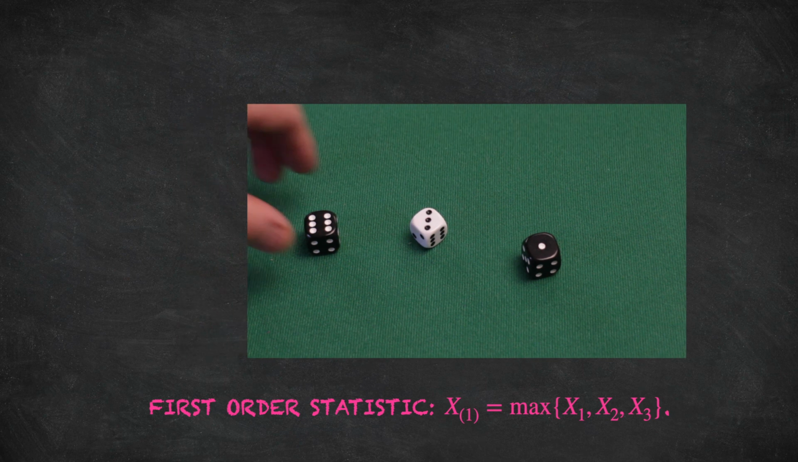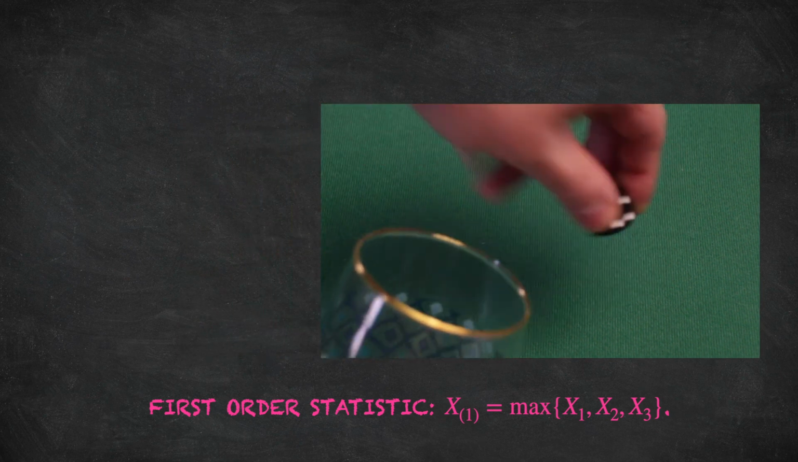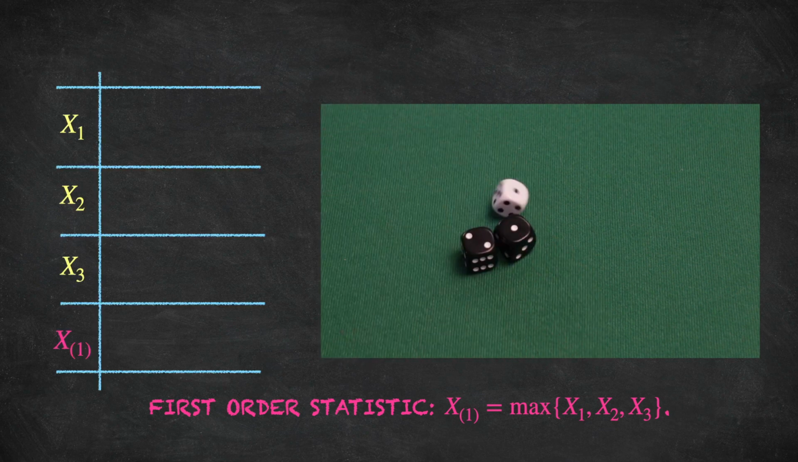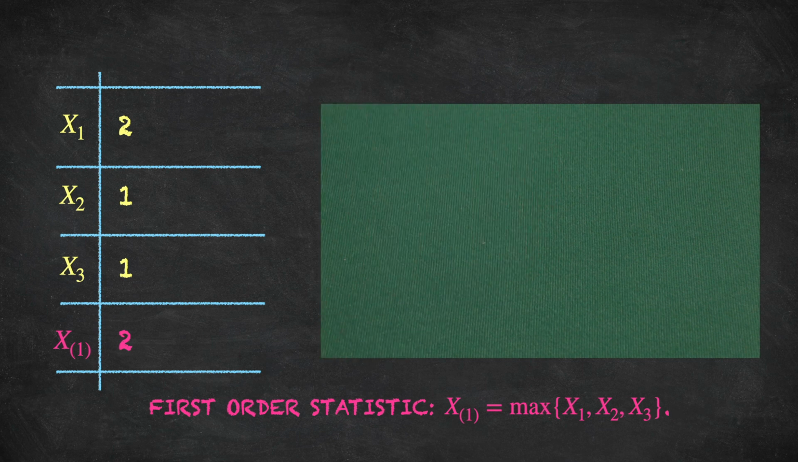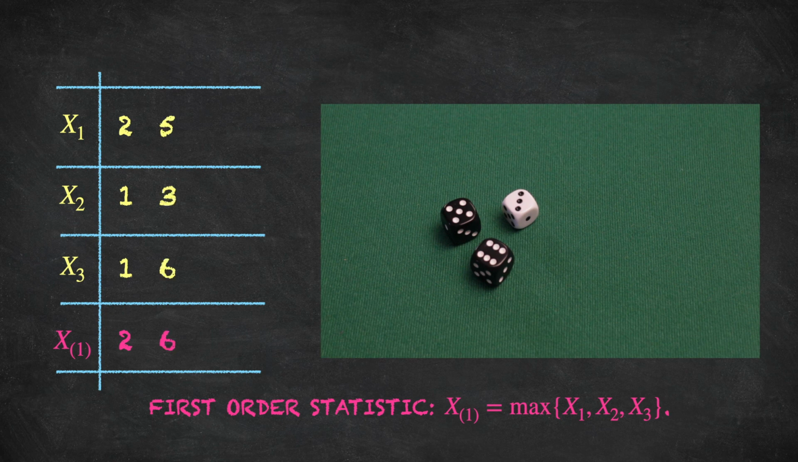So let's have a look at the behavior of this first order statistic. If I roll the dice once, then the first time I'm getting values 2, 1, and 1. And so the first order statistic for this sample is equal to 2, the highest number. Rolling the dice again gives another sample from our 3 random variables, and now we have values 5, 3, and 6, and so the first order statistic for this sample is equal to 6.